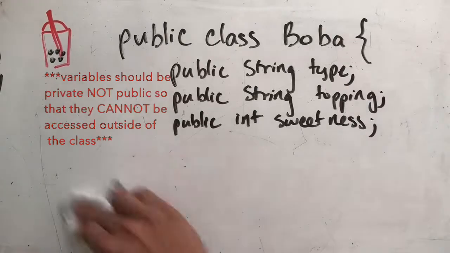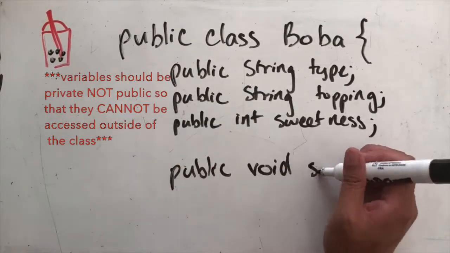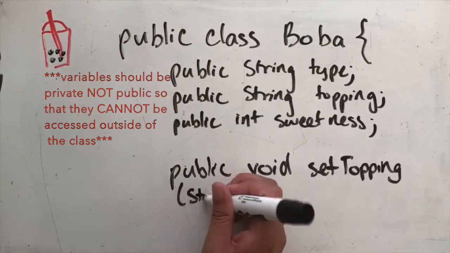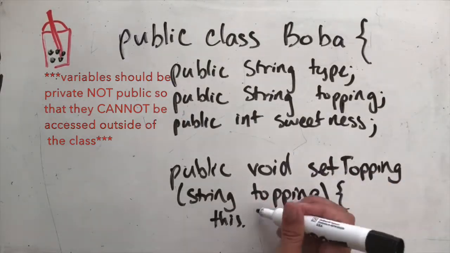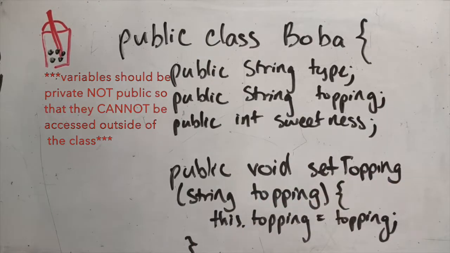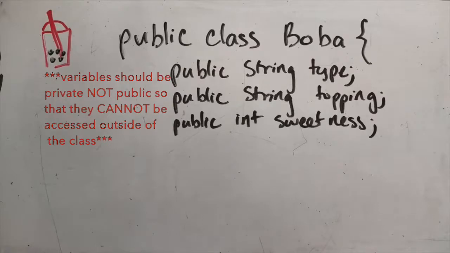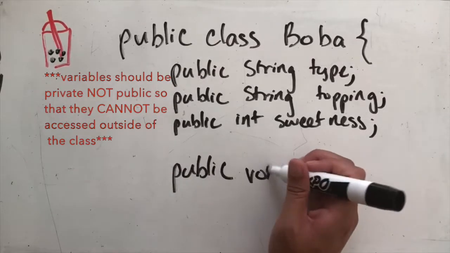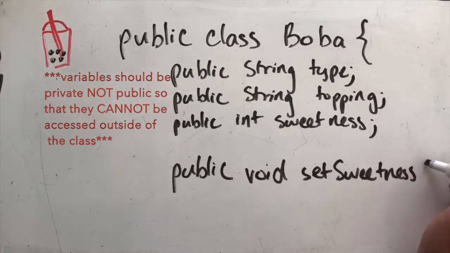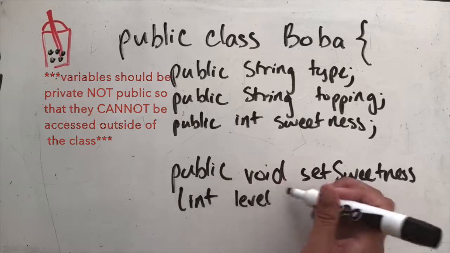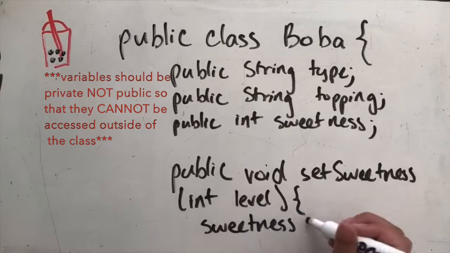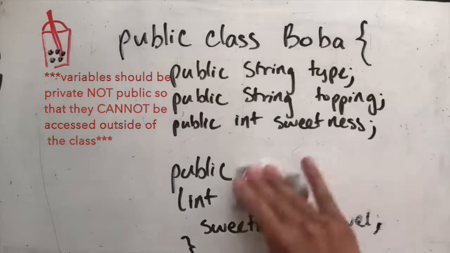This class will have methods such as setTopping, which will set the topping variable to the argument that we just brought in. The void refers to the return type, which means this method is not going to return anything. We can do a very similar method for the sweetness level, and set the sweetness level to the argument that we bring in. As you may notice, this argument is an int type rather than a string type, because sweetness will be represented by a number instead of by a word.